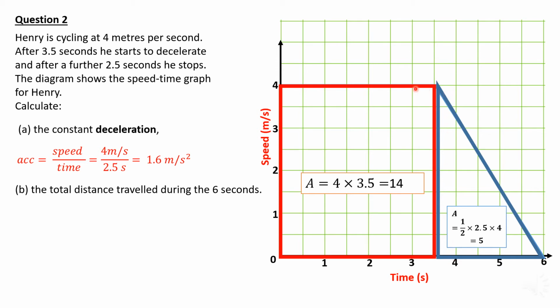You could also make it a trapezium. Whatever you do, you add the 14 plus 5, you should get 19 meters, and that is the distance traveled. That's how you find the distance, as I said, when you deal with a speed-time graph.